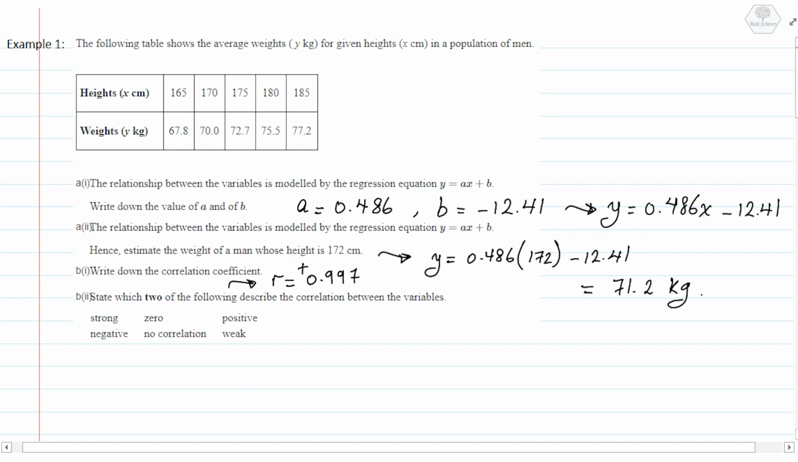Let's go to B section II. State which two of the following describe the correlation between the variables. We have to pick two. It is a strong correlation, and since my sign is positive, it is a strong and positive correlation.